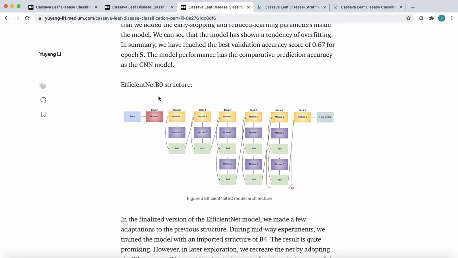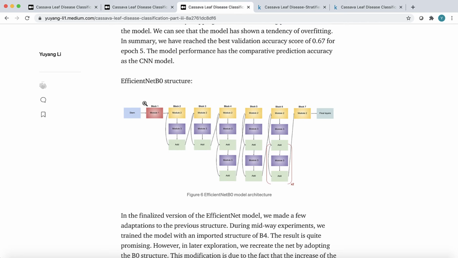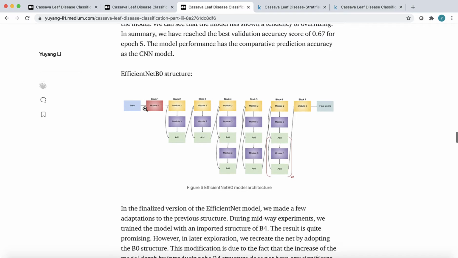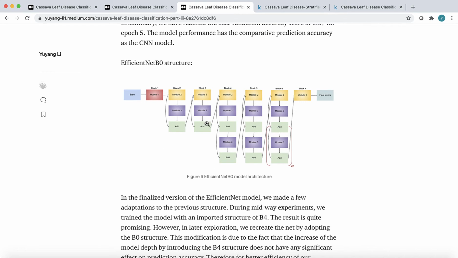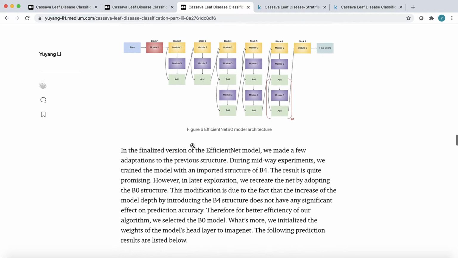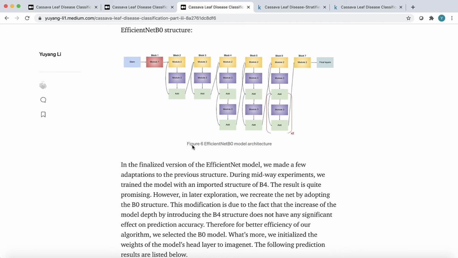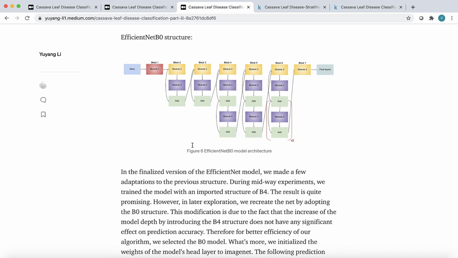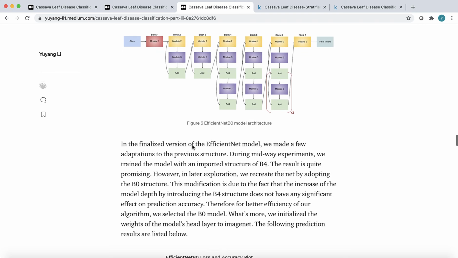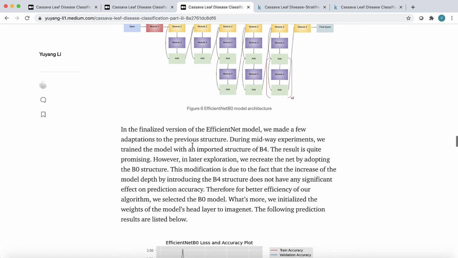And the next model I will present is our EfficientNet B0 model. As you can see, this is an illustration of the EfficientNet B0 model architecture structure. For our EfficientNet B0 model, we use the structure of B0 instead of the B4 structure, as we did midway, because increasing the model depth by introducing a B4 structure doesn't have any significant effect on prediction accuracy. We also initialize the weights of the model's head layer to ImageNet.